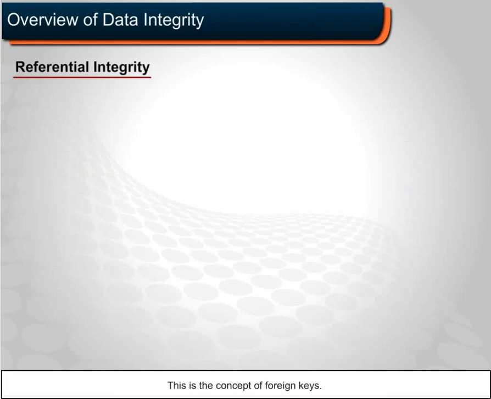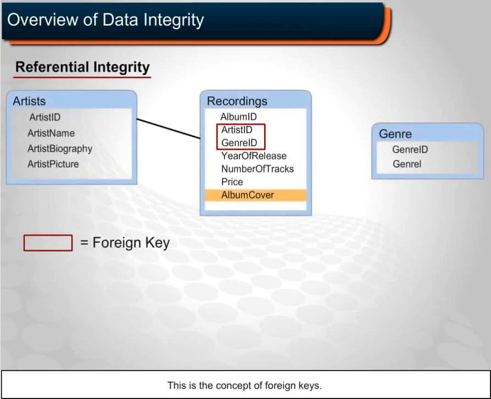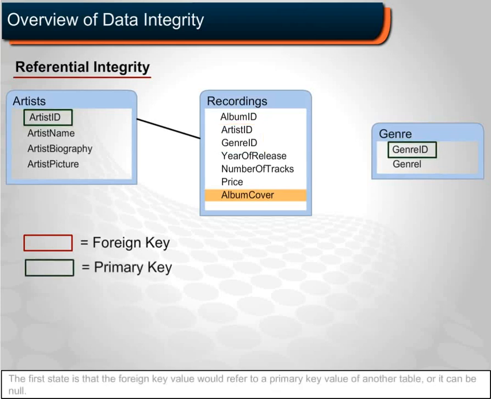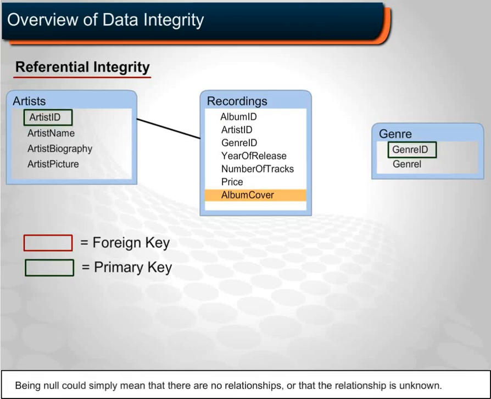Referential integrity. This is the concept of foreign keys. The rule states that the foreign key value can be in 2 states. The first state is that the foreign key value would refer to a primary key value of another table, or it can be null. Being null could simply mean that there are no relationships or that the relationship is unknown.